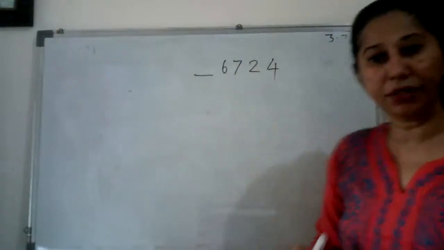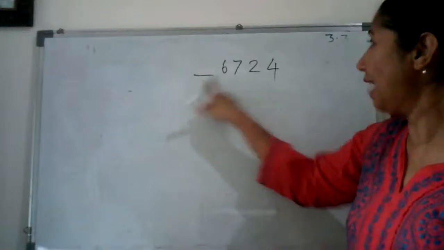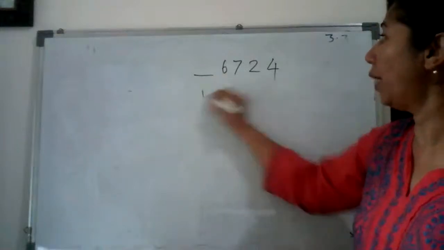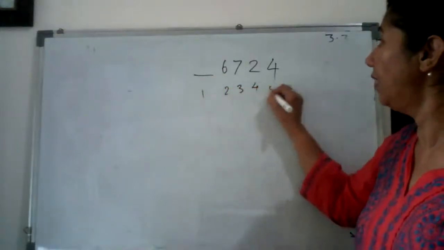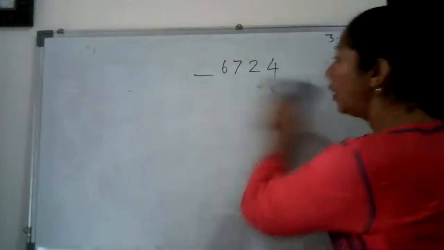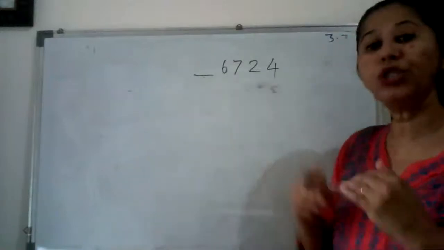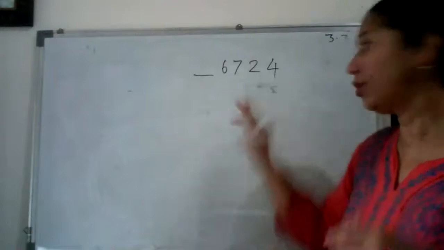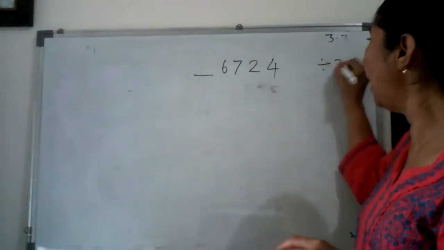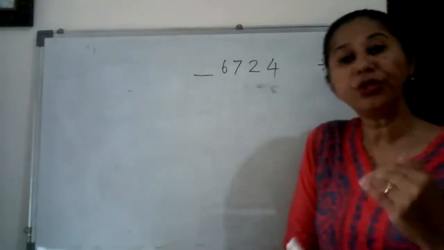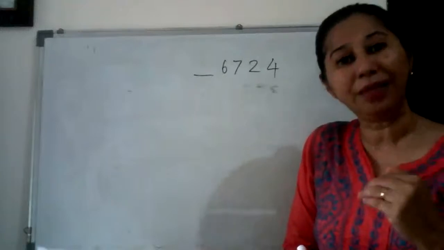Something like this is given to you. It is given as a dash, which means it is a 5-digit number: 1, 2, 3, 4, and 5. It's a 5-digit number. You have to fill in what the digit should be over here so that this number is divisible by 3. Now, you know the test of divisibility of 3, right?